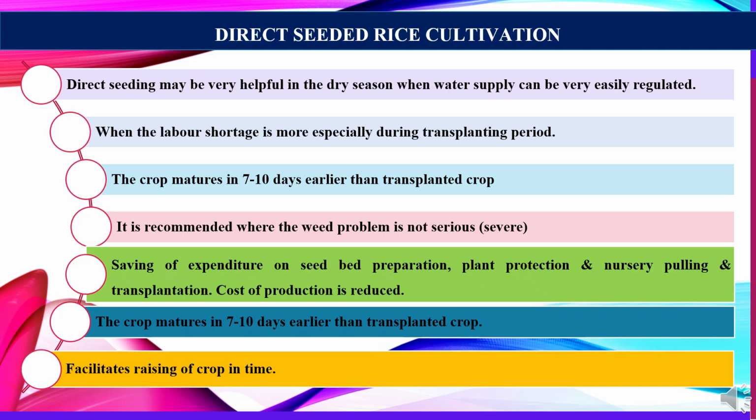Limitations. Weed management is critical and may require integrated weed control measures. Germination and crop stand depend heavily on seed quality, soil moisture, and precise land preparation.